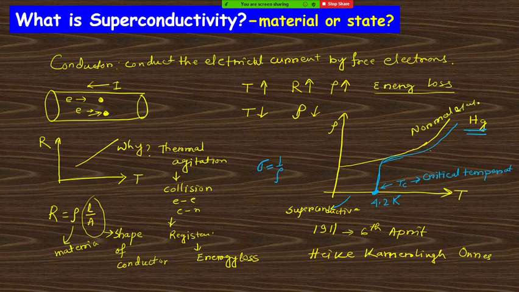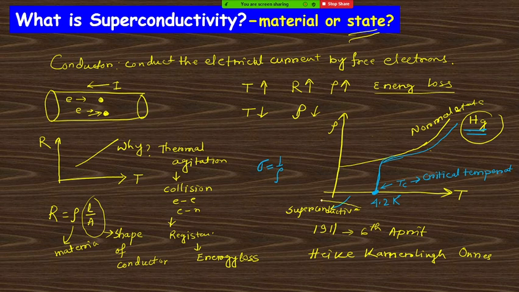Normal state. So superconductivity is not a material. The material is Hg, right? Mercury is the material. Its state is superconductivity. Below that temperature, superconductivity is the state of this mercury, and above the Tc, this is a normal state. Okay, so superconductivity is a state, not a material. The material is Hg. Superconductivity is the state of this material. This is another state. Okay.